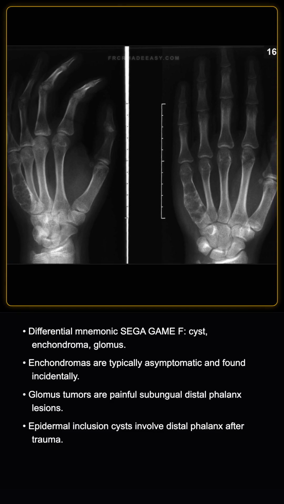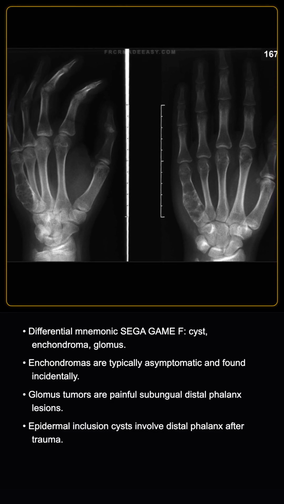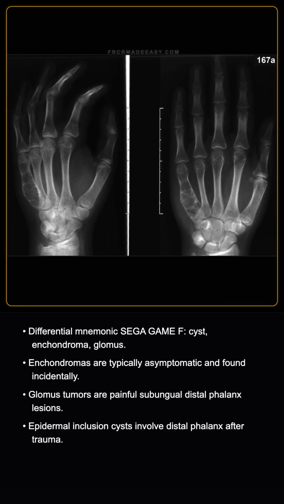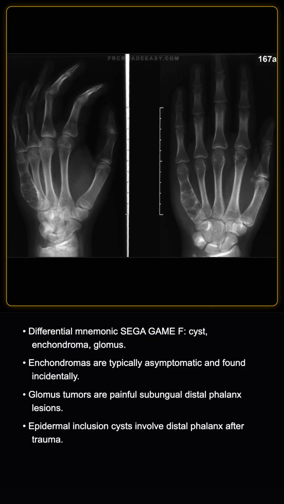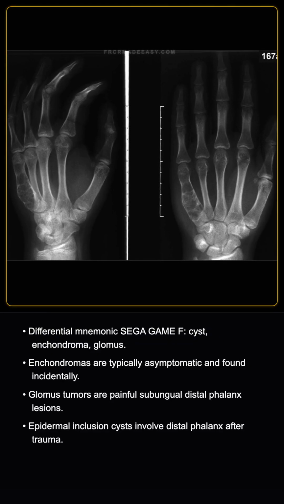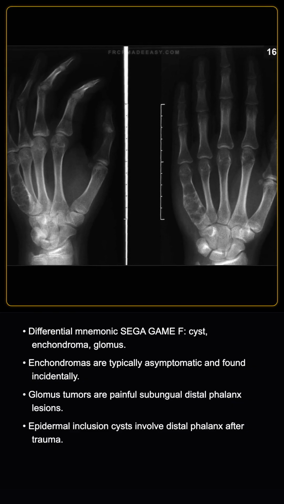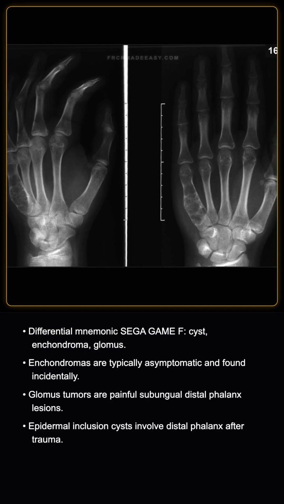Clinically, enchondromas are usually asymptomatic and discovered incidentally or when a pathological fracture occurs. Glomus tumors present with intense pain and typically involve the subungual distal phalanx. Epidermal inclusion cysts also target the distal phalanx and are associated with a history of trauma.